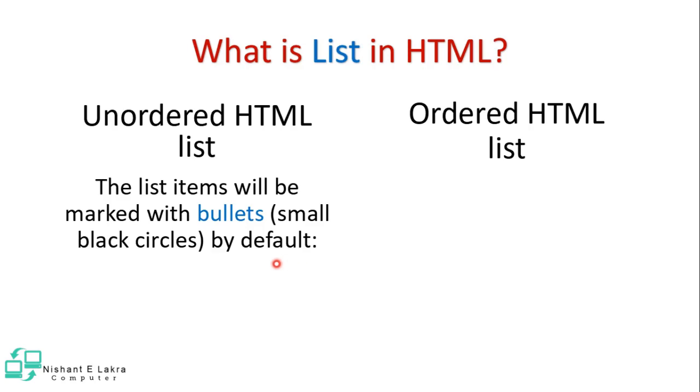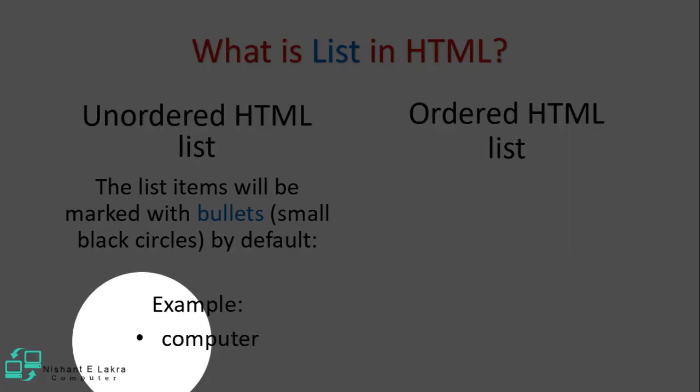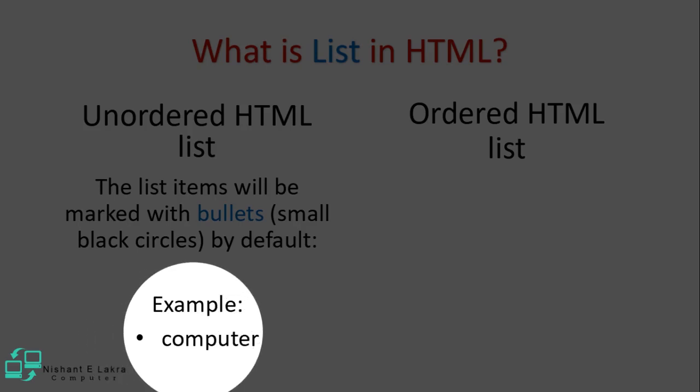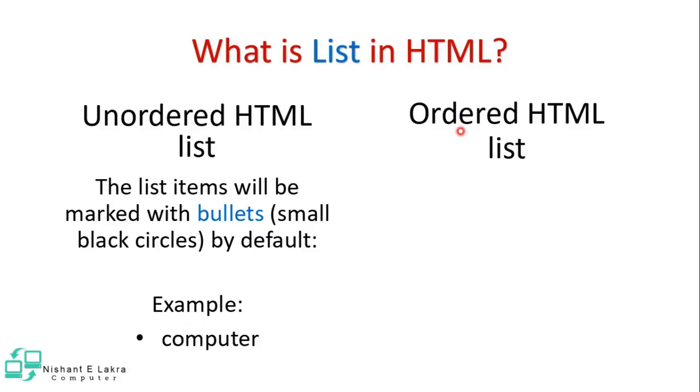Let me show you an example. You notice here that there is a small black circle, right? A small black circle. Now this denotes that this list is an unordered HTML list. And what is the name of the list? Computer. So this is one example that you can see, a bullet with the name of the list, that is computer. Now let us talk about ordered list.